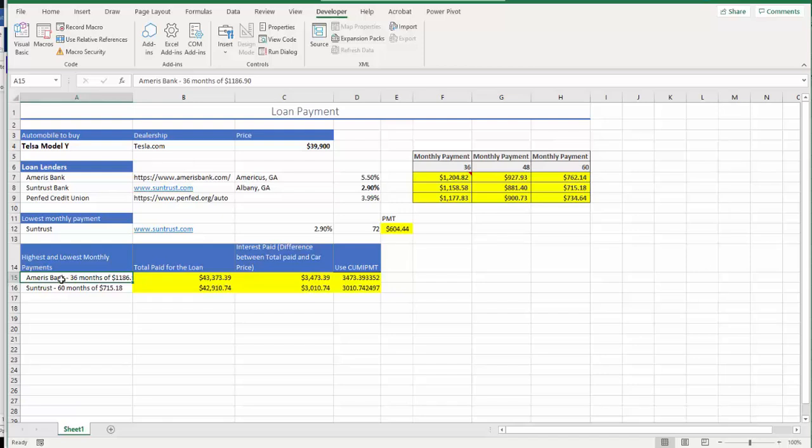All right, so the next step is we're going to locate again, this time, the highest monthly payment. In my case, the highest monthly payment is located actually right there, right? 1,200. So I think there's a typo. 1,204.82 for 36 months.